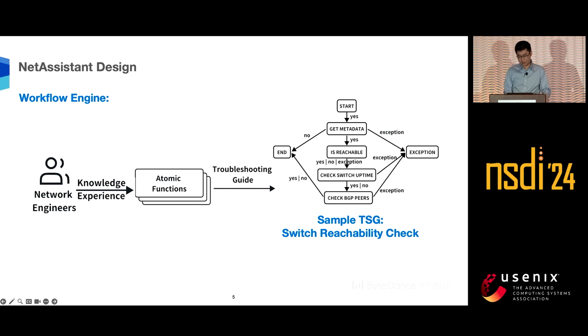Here I show an example of what a troubleshooting guide looks like. Here is a simplified example of a troubleshooting guide for a switch reachability check. We can see from the figure, for a switch, we can first check whether its metadata is complete or not, whether it is reachable from a remote pinger, whether its uptime looks normal or it has a very short uptime, which means maybe it restarted a short time ago, and whether its BGP peers are okay or not. So this is a sample troubleshooting guide.